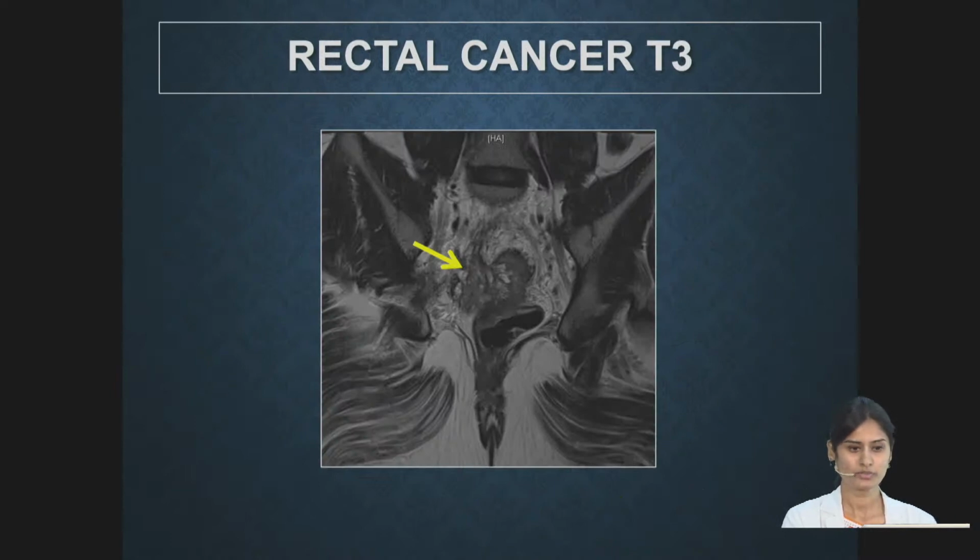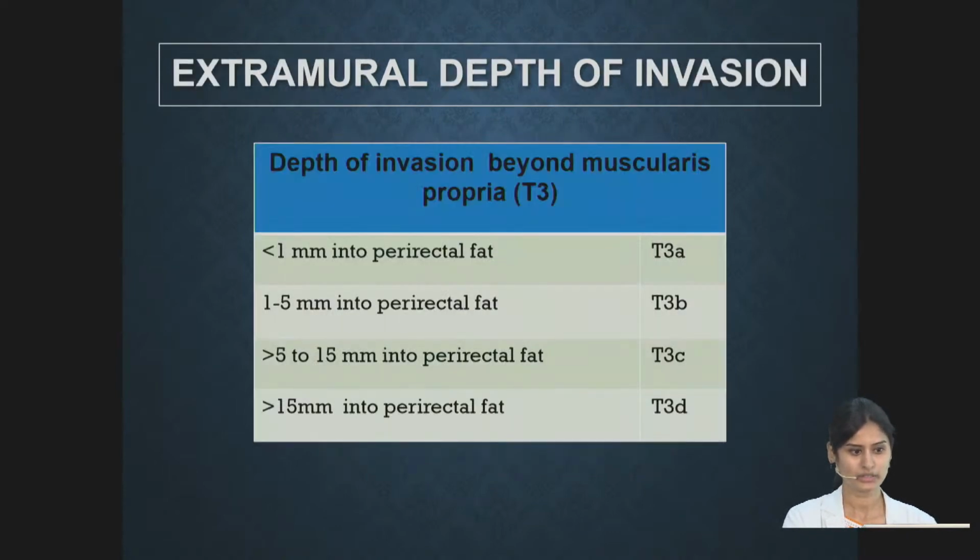This is another tumor where there is very obvious extramural involvement, and it's going all the way up to the mesorectal fascia. But it's not enough to say it is T3, because T3 is a very wide category, and within T3, the early T3s have a much different prognosis compared to late T3s. Hence, T3 is further subdivided into 4 categories depending on how much radially the tumor is extending beyond the muscularis.